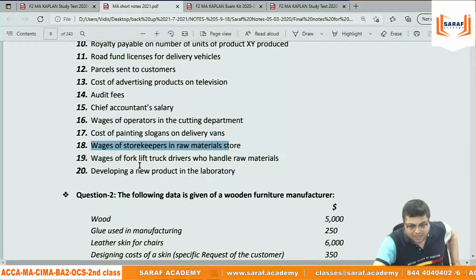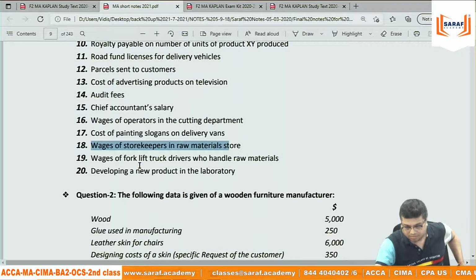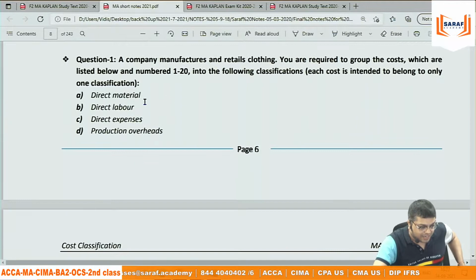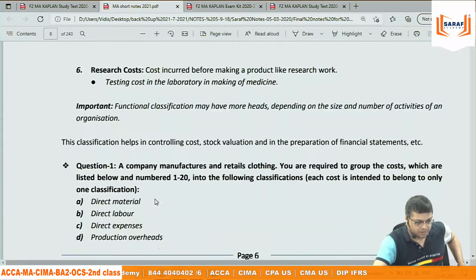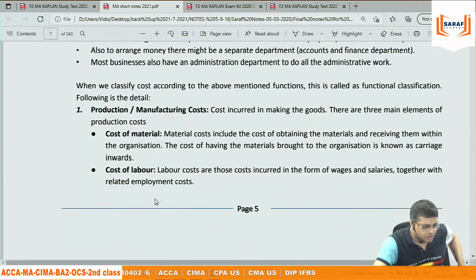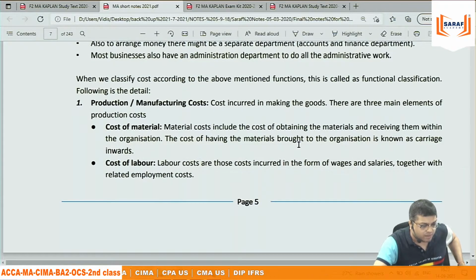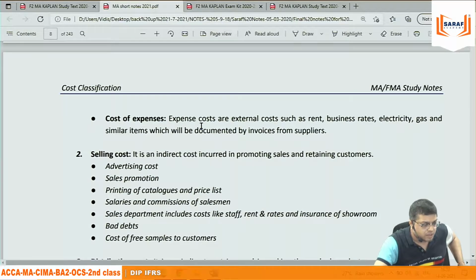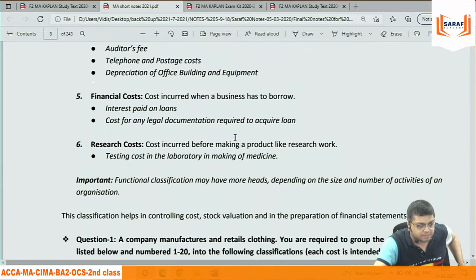Direct cost means whether direct material, direct labor, or direct expense. There are three categories, na? Direct material, direct labor, direct expense. Indirect material is the cost of having the material bought. Direct labor together with expenses are external costs such as rent, electricity, gas, similar items, which will be documented by invoice from suppliers.